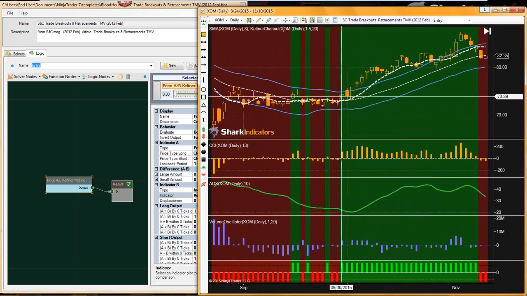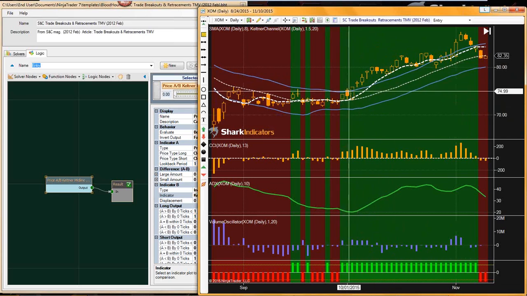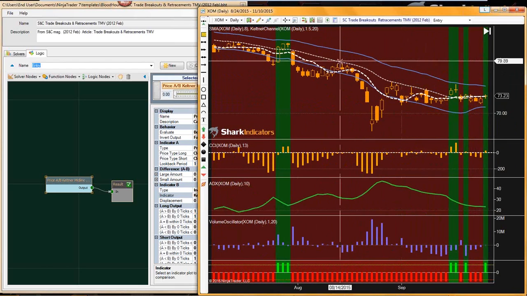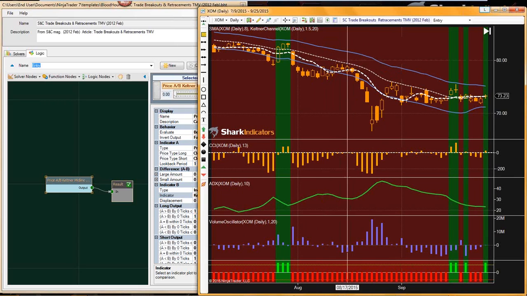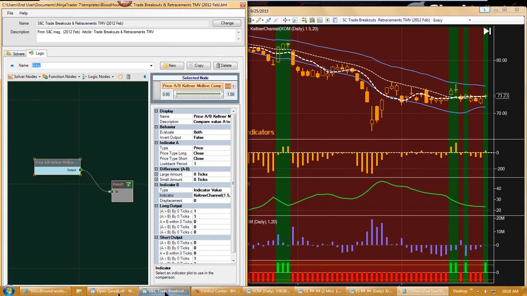So if price is above our Keltner midline, you know, things are green for a long condition, and of course, if price is below the Keltner midline, right, the output's red for a short condition. All right, so that's rule number one.